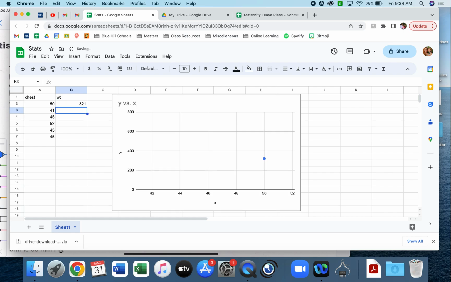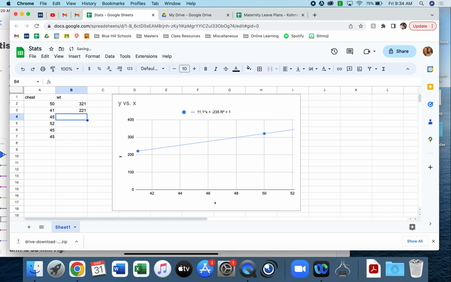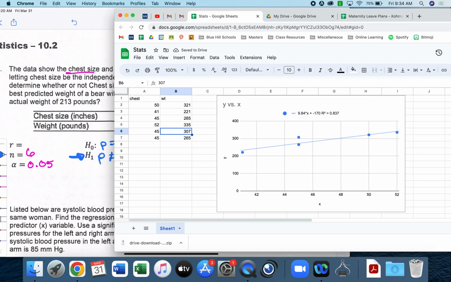Is 300 pounds? I thought it would be more than that. 265, 335. What? Right. These must be baby bears. I don't know. Okay, so there's my data for these bears. That's what he looks like.